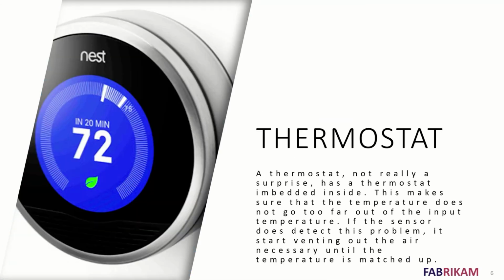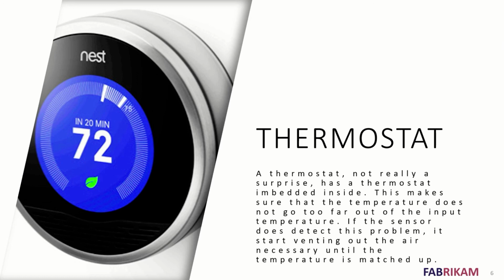First off, the thermostat. I think this one's really obvious. A thermostat has a sensor embedded inside. This makes sure that the temperature does not go too far out of the input temperature. If the sensor does detect this problem, it will start venting out the air necessary until the temperature is matched up. The thermostat will measure the temperature, and when it sees that it goes too far out of the required temperature, it'll change it back. It's based off the mode that you put it in.